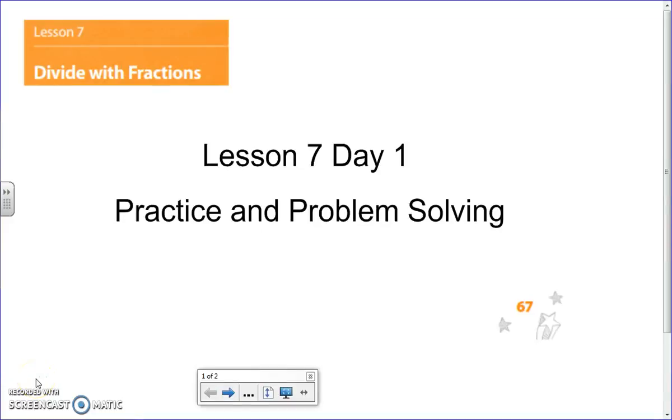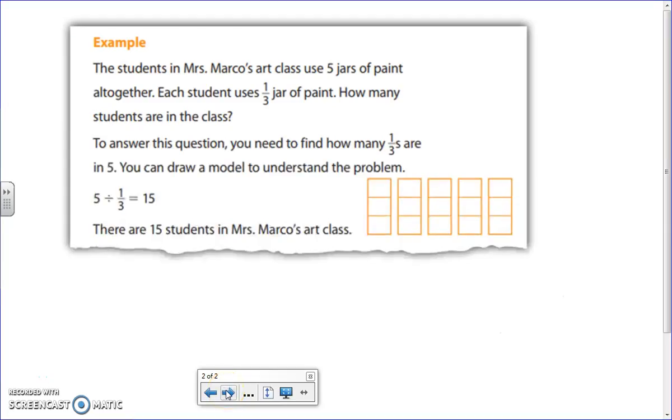This is Mr. Gillum, and I'm going to do an example for you out of your practice and problem solving book on page 67. The example says this. The students in Mrs. Marco's art class use 5 jars of paint altogether. Each student uses 1/3 of a jar of paint. How many students are in the class?